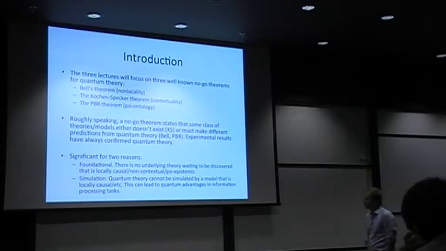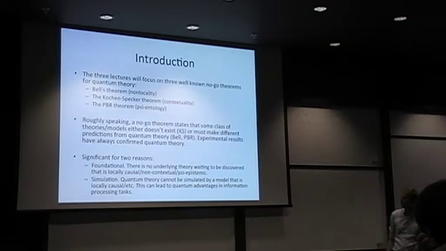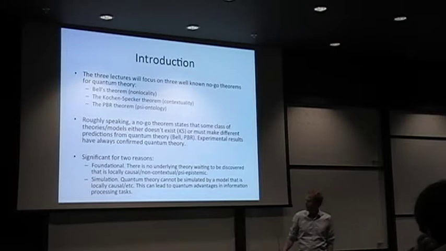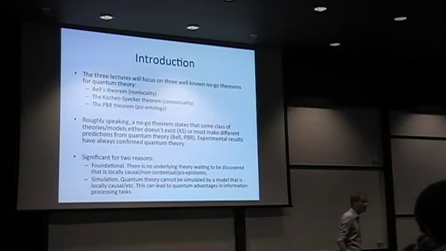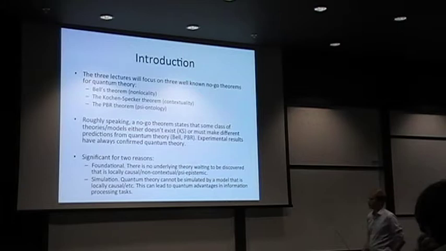Now, these results are significant for two different kinds of reasons. The first kind of reason is foundational. We understand quantum theory better by knowing these things. For one thing, these results tell us that there is no underlying theory waiting to be discovered that is, let's say, locally causal or non-contextual or psi-epistemic. The other kind of reason is to do with simulation of quantum theory by classical means. The no-go theorems tell us that quantum theory cannot be simulated by a model that is locally causal or non-contextual or psi-epistemic. And this can lead to quantum advantages in information processing tasks.